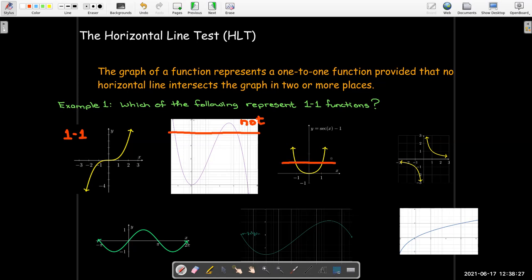And again here, this one will not be one-to-one. But this one is one-to-one. I can't take any horizontal line and intersect the curve in more than one place. This one definitely not. This is a sine function, so it's a periodic function. Just the x-axis I could use and see that this is not one-to-one. Right here, I can see maybe this line right here will tell me that this is not one-to-one, but this one does represent a one-to-one function.